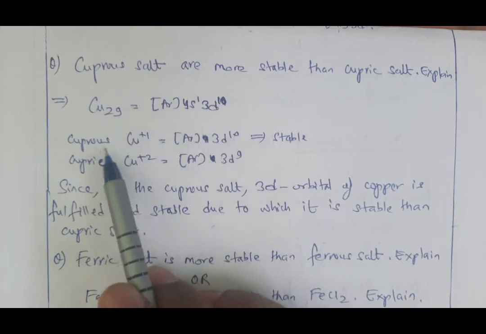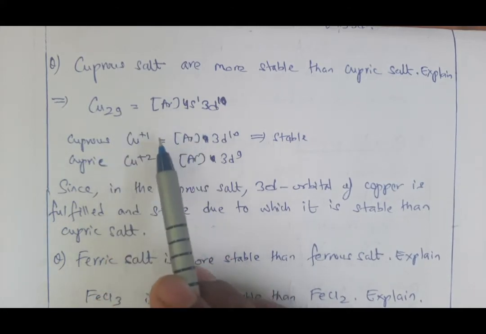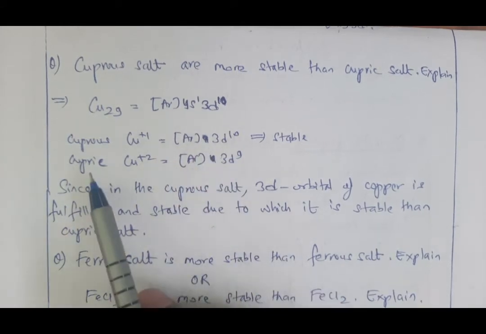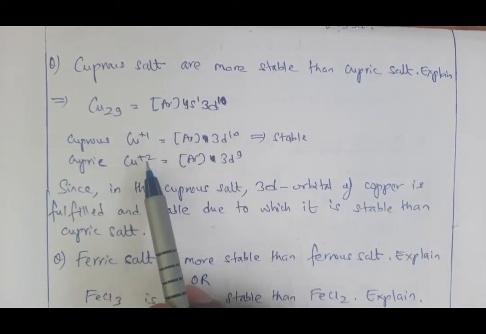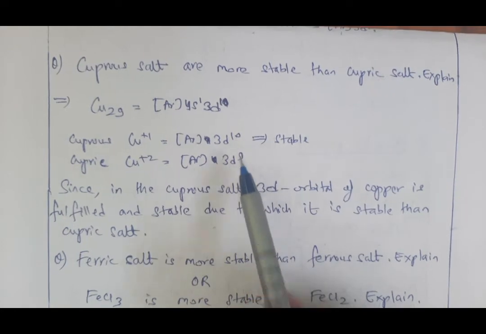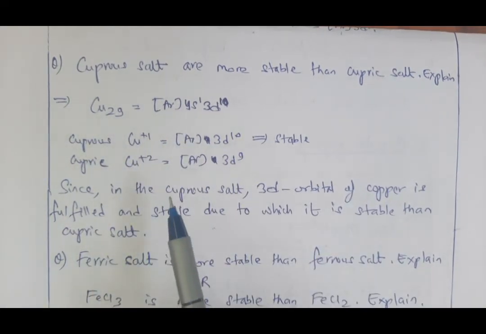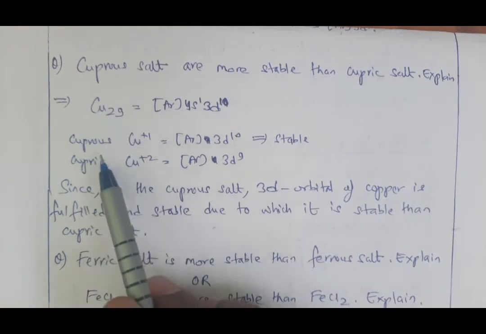Now when you make it cuprous, that is +1, you have to remove one electron that you remove from 4s. So it becomes simply 3d10. And to make it cupric, you remove one more electron and this will become 9. So this is copper, cuprous, cupric. Now, which is more stable? They are saying cuprous. That is, this is more stable.